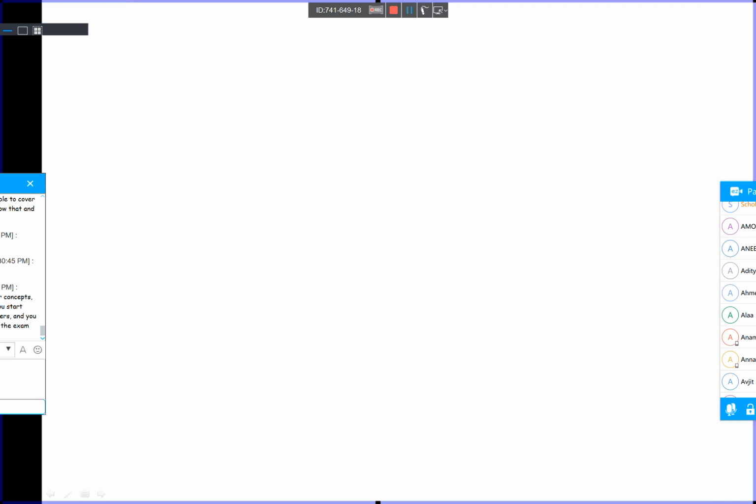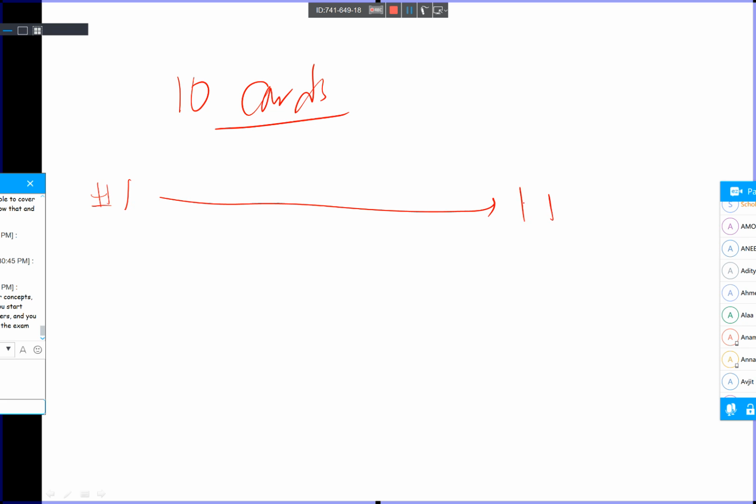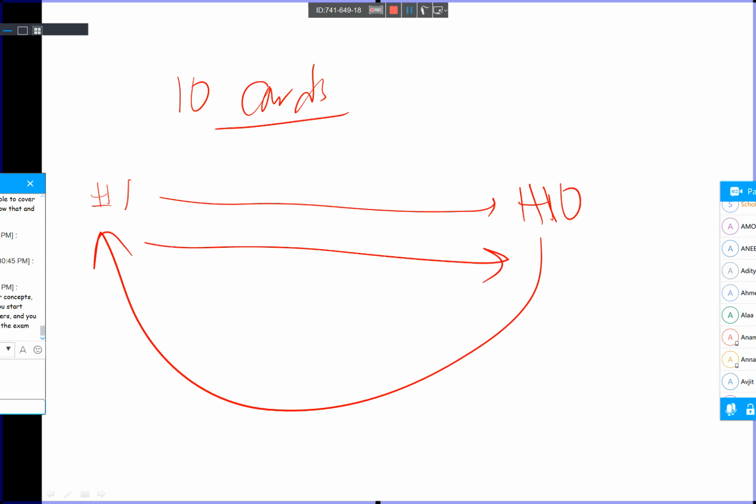So, like, what I used to do is I had 10 cards from the decks. And I used to go through card 1 to card 10, and then I used to go back to card 1 and read it again to 10. Instead of reading card 1 two times, then card 2 two times, and card 3. Why? Because I'm allowing myself to forget.